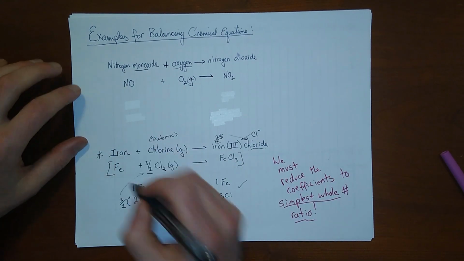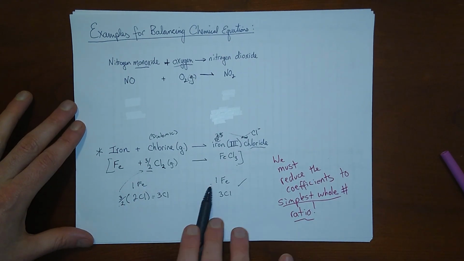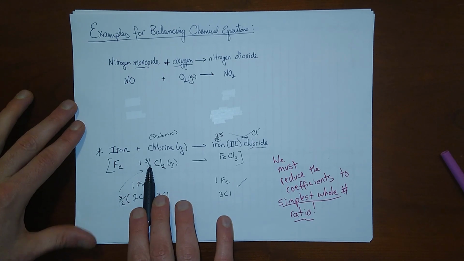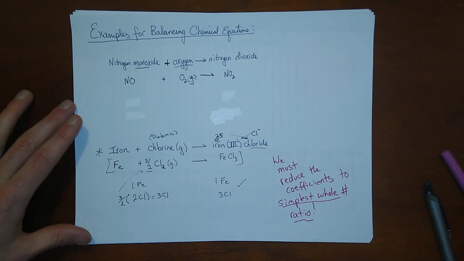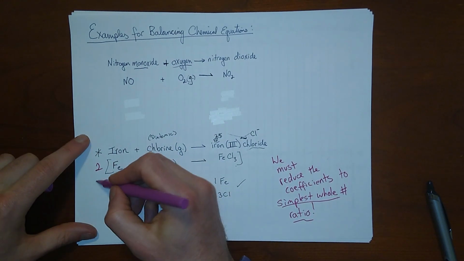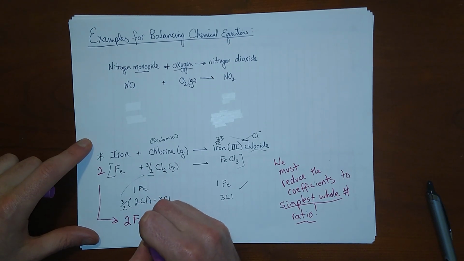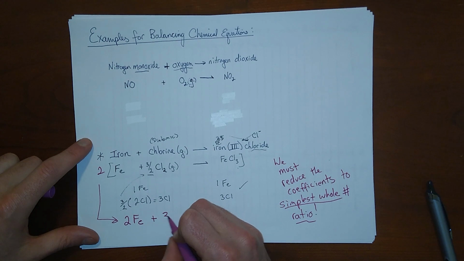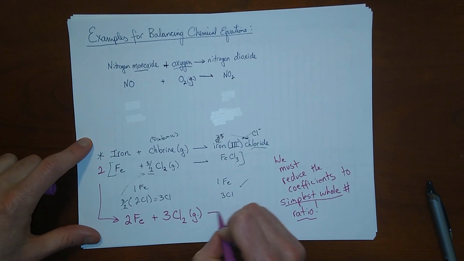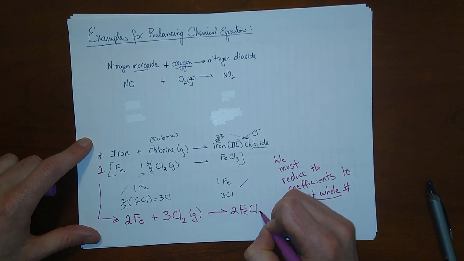But when I do that, to keep the ratio between everything and to keep the balance, I have to multiply everything by that factor. So if I multiply this by 2, it will remove the fraction, but I have to then multiply everything by 2. Okay, which is going to give me the following chemical equation. 2 iron plus 3 diatomic chlorines yields 2 iron 3 chloride.